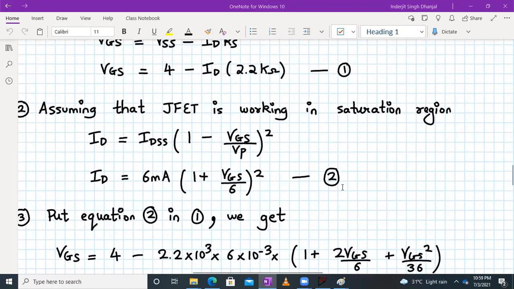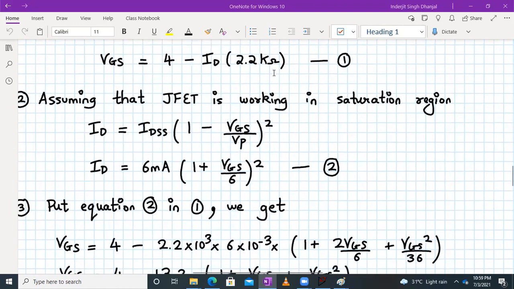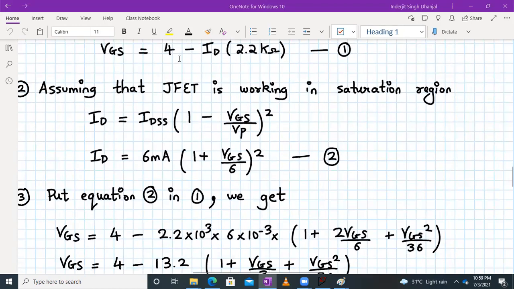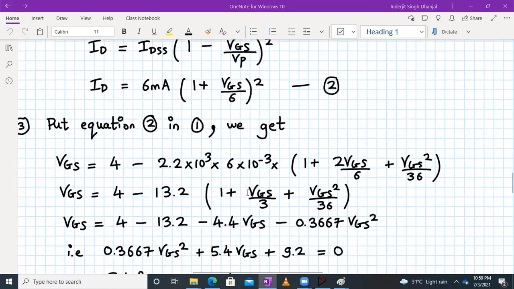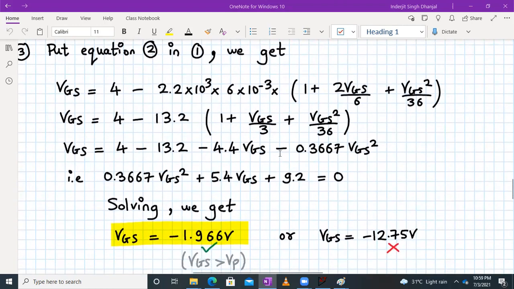Now if you carefully look at these two equations, there are two unknowns, ID and VGS. So what do we do? We put equation number 2 in 1. So we'll get VGS is equal to 4 minus ID times 2.2K, where ID is 6 milliamperes into this. So VGS will be equal to 4 minus 2.2K into 6 milliamperes into 1 plus VGS upon 6 the whole square. So we open the bracket and we solve it analytically.